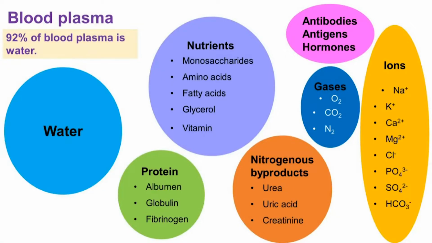Blood plasma. 92% of blood plasma is water. Protein is the second most abundant component after water. Nutrients, gases, nitrogenous byproducts, ions, antibodies, antigens, and hormones are present in blood plasma.